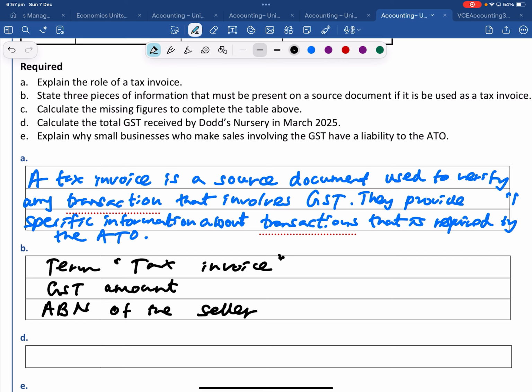Can we write it like that in dot points, even in the exam? Yeah, because they're asking to state 3 pieces. It's very clear to the examiner.